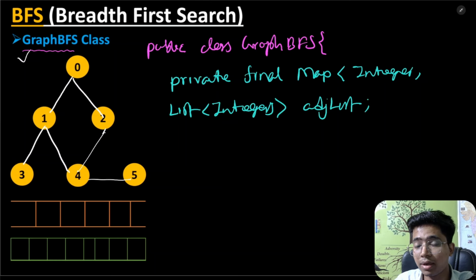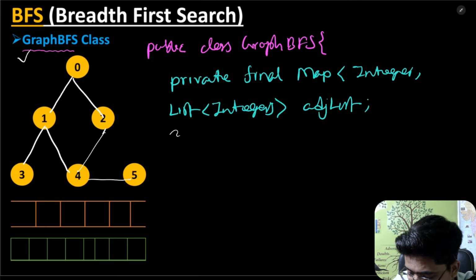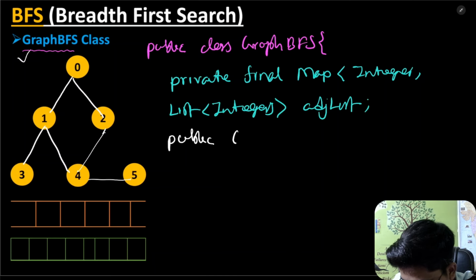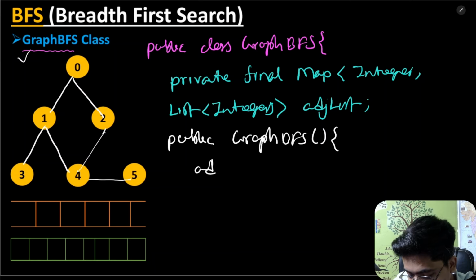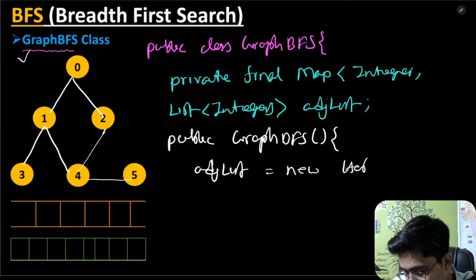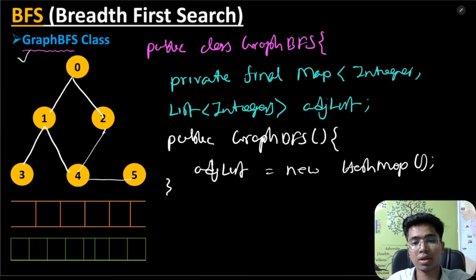Now after we have created the class file, we have to declare the constructor. So let's declare the constructor. Public GraphBFS, this is a non-parametric constructor, so adjacencyList equals new HashMap. We are implementing this Map interface with respect to the new HashMap class. So by this we have declared the constructor.